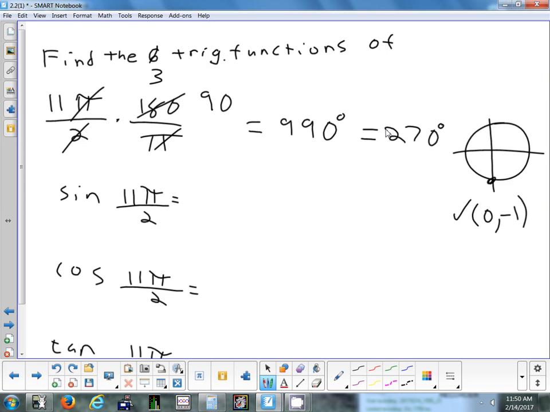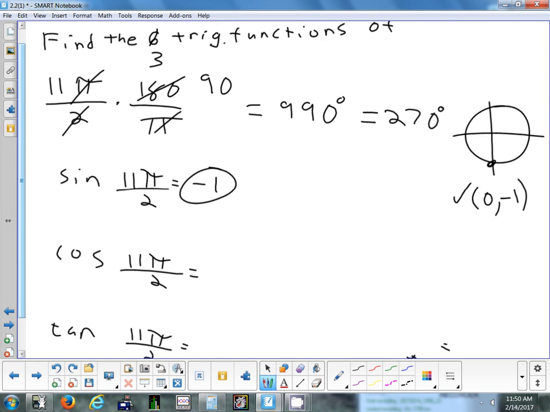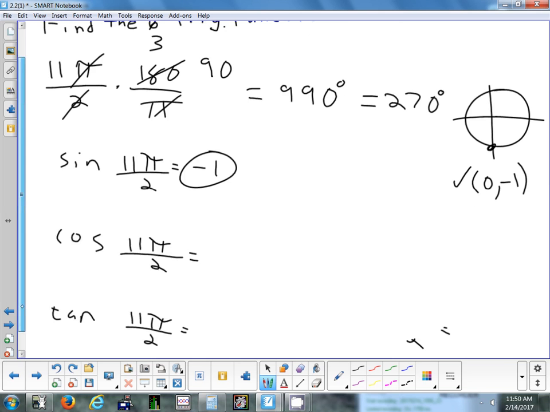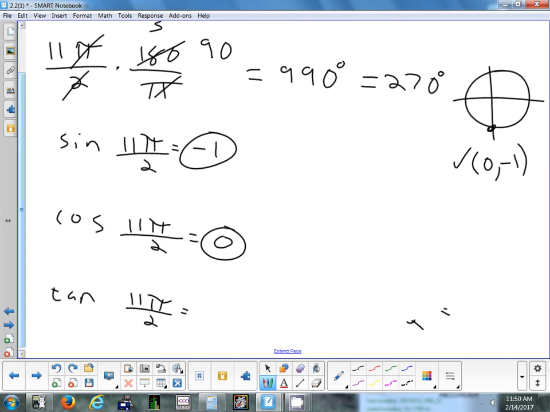So Sydney, what is the sine? Yep, negative 1. James, what's the cosine? It'd be 0. And Marcos, what's the tangent? Undefined, good.